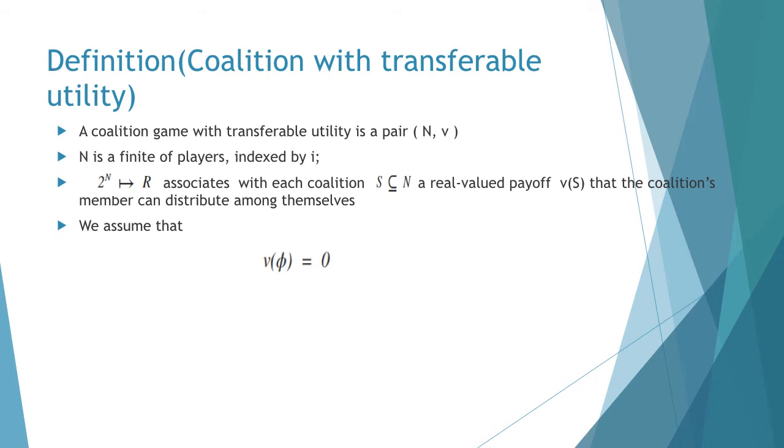Under this assumption, let's look at the definition of a coalition game with transferable utility. A coalition game with transferable utility consists of two parts. N is the set of players, which we assume here is finite, indexed by i. V is kind of like the utility function in the coalition game. For any subset S of N, the payoff that a coalition S can get is V(S). Here we assume that V of the empty set equals 0.